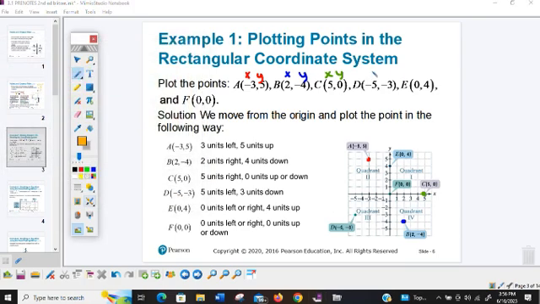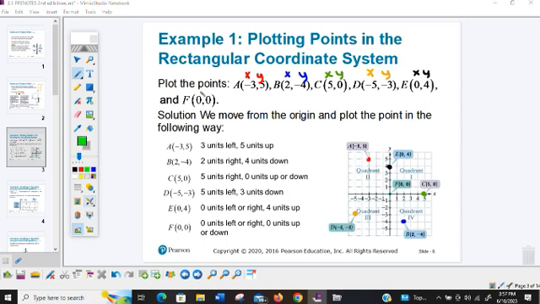On D, x is -5, so I'm going left 5. Y is -3, so I'm going down 3. So left 5, down 3, put a dot. For the next one, x is 0, so I'm not going right or left. Y is a +4, so that means I go up 4, and I put a dot.